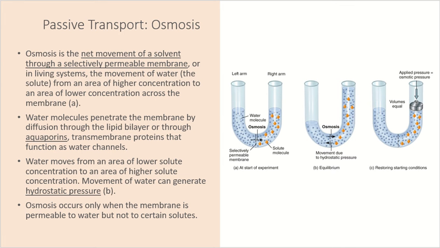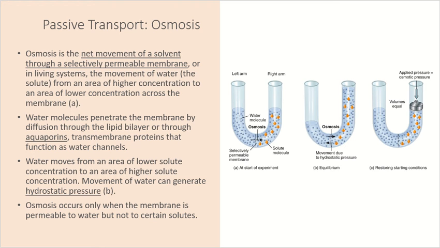That brings us then to our next type of passive transport, which is osmosis. This is going to be the net movement of a solvent through a selectively permeable membrane, or in a living system, it's going to be the movement of water from an area of high concentration to an area of low concentration across the membrane. We see that here. So water molecules are going to penetrate the membrane by diffusion through that lipid bilayer or through aquaporins, which we mentioned before. These are transmembrane proteins that are going to function as water channels.